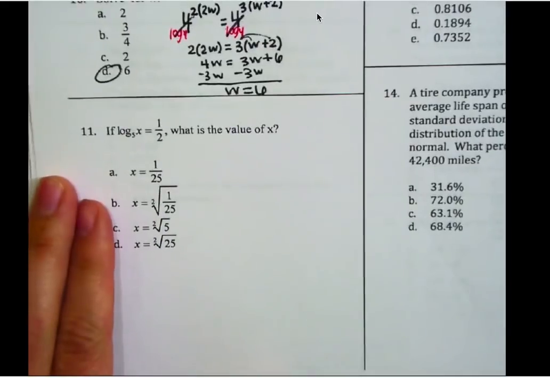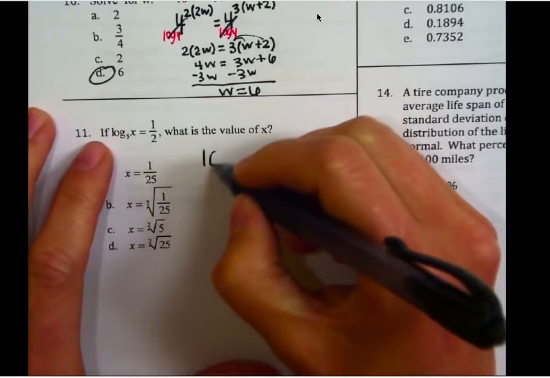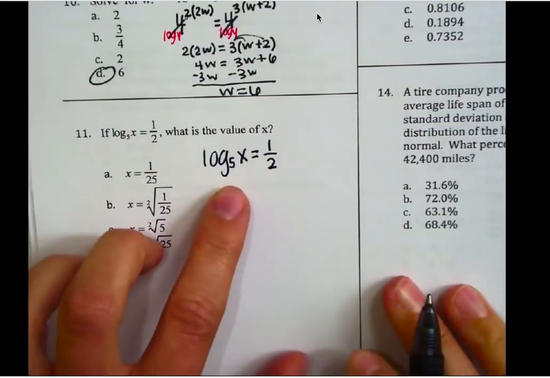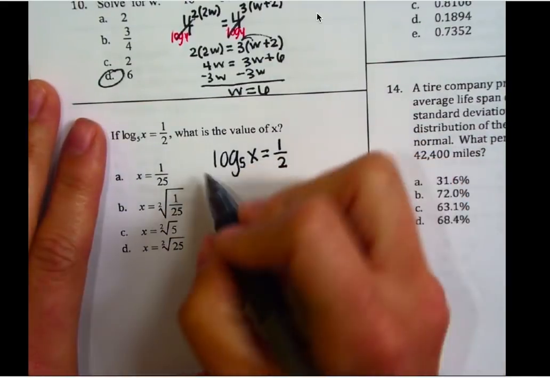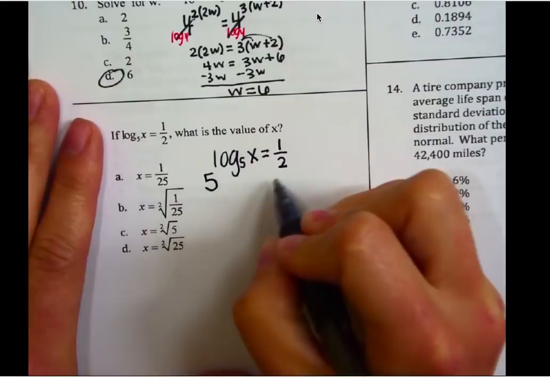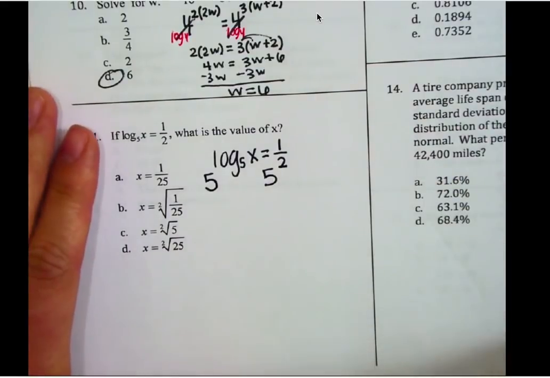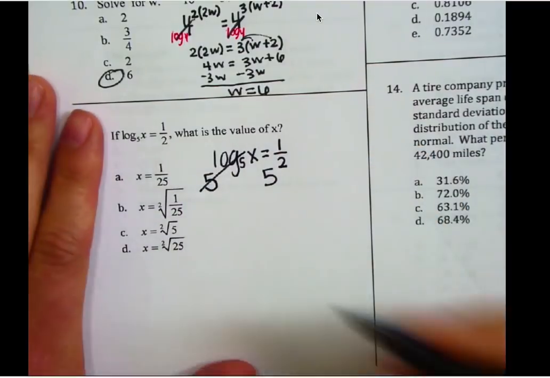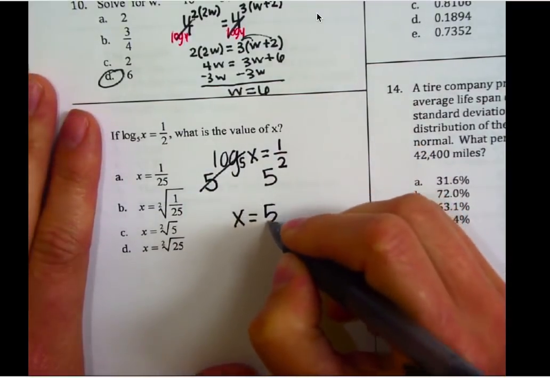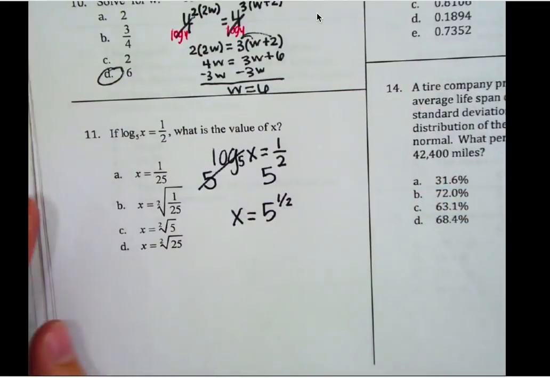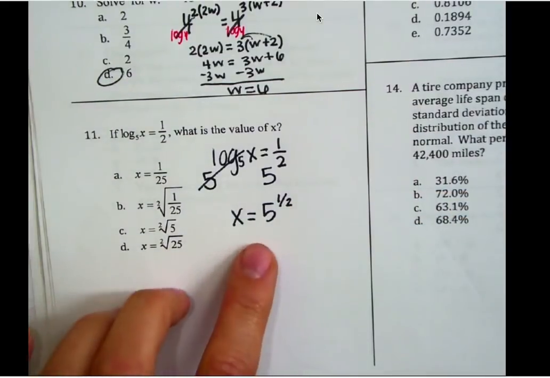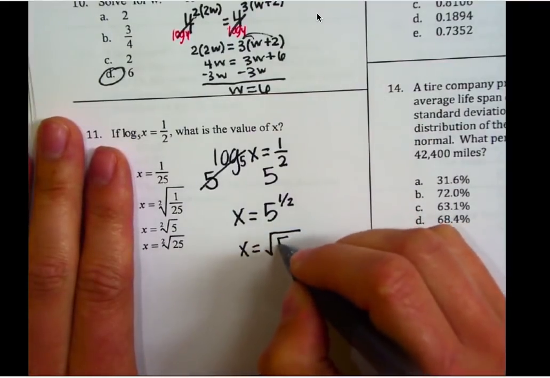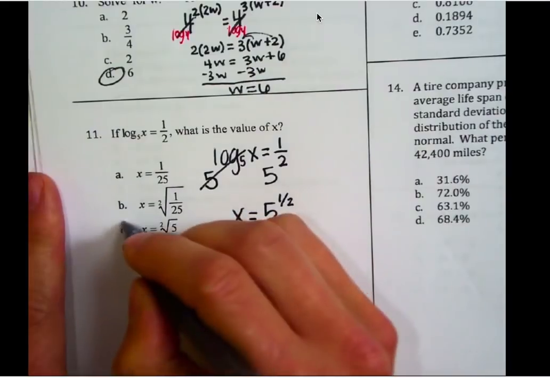Okay, number 11. This time I have a log equation that I'm going to solve. So remember, to get rid of log base 5, we need the exponent with a base of 5. So we're going to go ahead and do that to both sides. And that is going to cancel this log base 5 out and leave us with x is equal to 5 to the power of 1/2. So 5 to the 1/2 power we can rewrite as the square root of 5. So our answer is C.